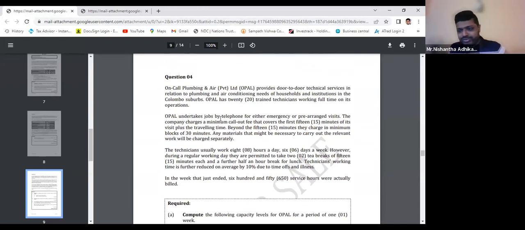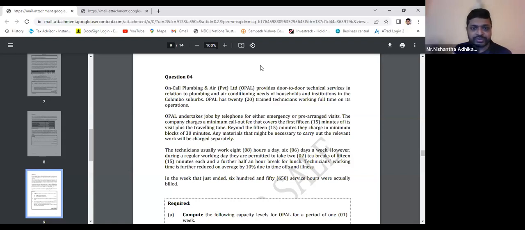Question number 4, not a big one, a very easy type of illustration. We'll read. On-Call Plumbing and Air Private Limited, OPAL, provides door-to-door technical services in relation to plumbing and air conditioning needs.